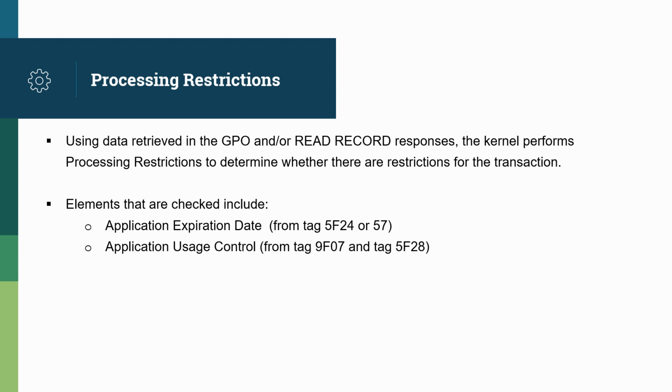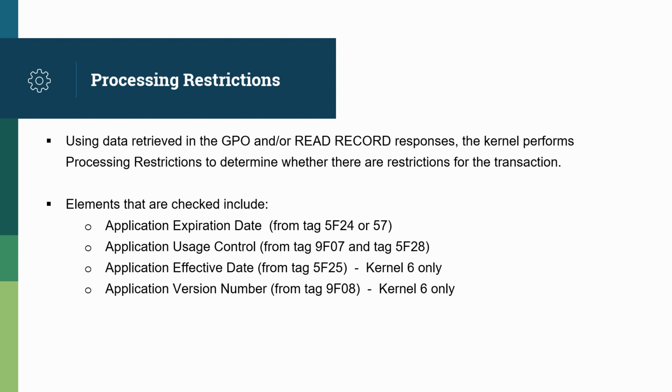The elements also include the application usage control from tag 9F07 and tag 5F28. Remember that tag 5F28 is the issuer country code, which allows to determine if the transaction is domestic or international. The application effective date from tag 5F25. This is for kernel 6 only. And the application version number from tag 9F08. This is for kernel 6 only as well.